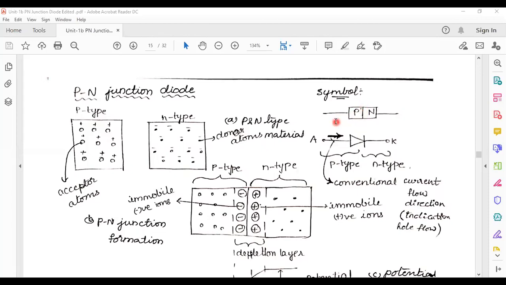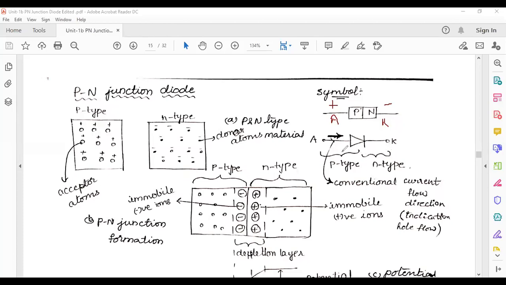This is the anode terminal A. This is the positive terminal, and this is the negative terminal. I can also treat it as anode terminal and cathode terminal. This P material, I am taking it as A, anode terminal. N material, I am taking it as cathode terminal or negative terminal. This is the symbol for PN junction diode. The arrow head is the positive terminal or anode terminal. The vertical line represents the N-type material or cathode terminal here.